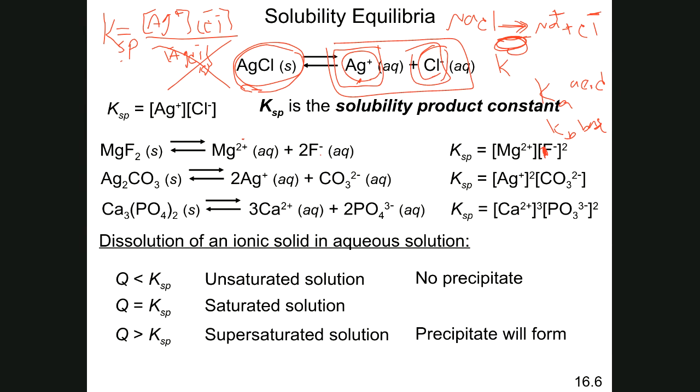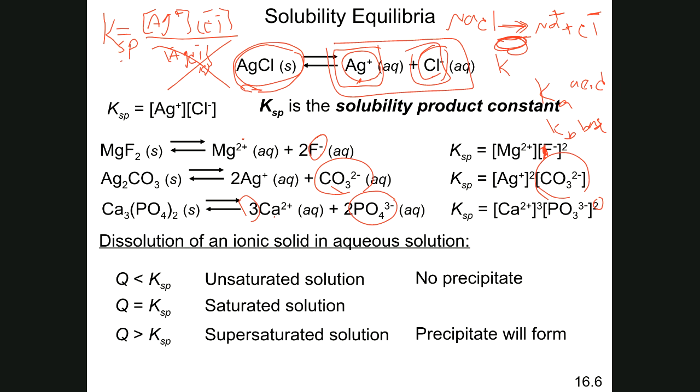2F or 2S is used when you are talking about the solubility, but when you are writing the solubility product, the concentration is just the concentration of the fluoride. So magnesium ion, fluoride ion to the power of 2. For Ag2CO3, Ag to the power of 2, and then the concentration of the carbonate ion. Concentration of the first ion to the power of the coefficient, concentration of the second ion to the power of the coefficient, that is the Ksp expression for calcium phosphate.